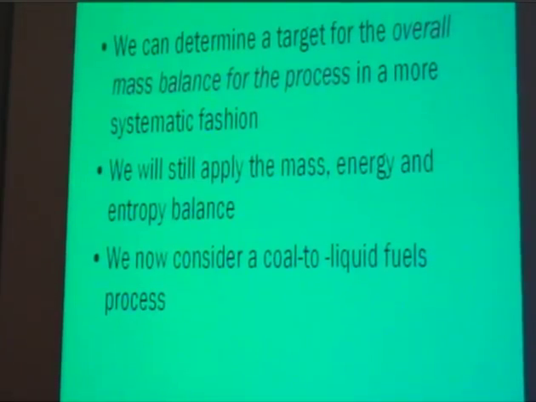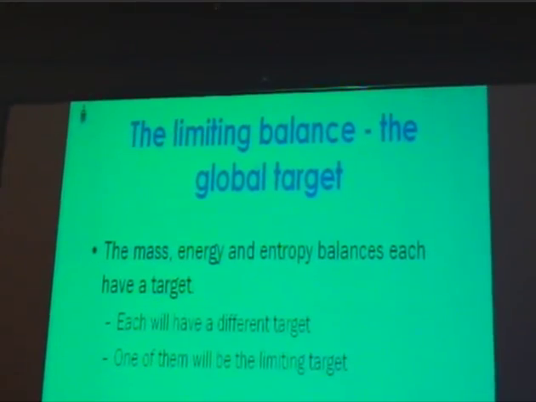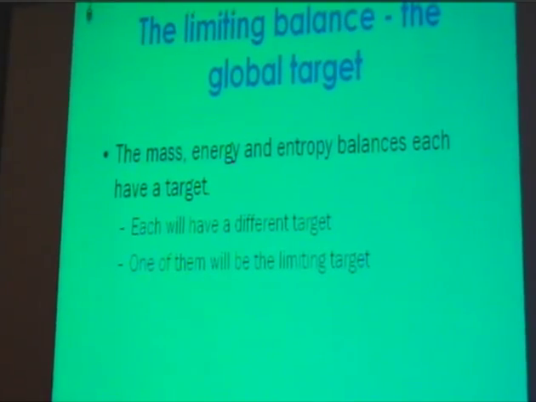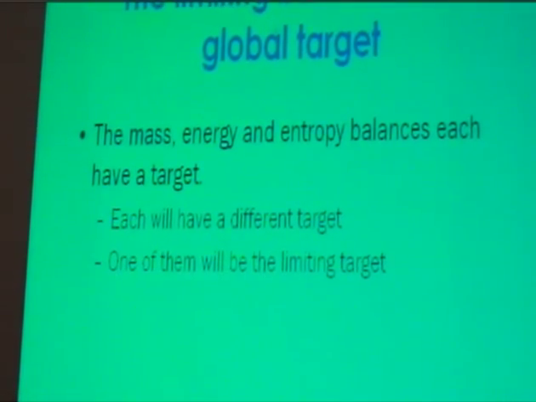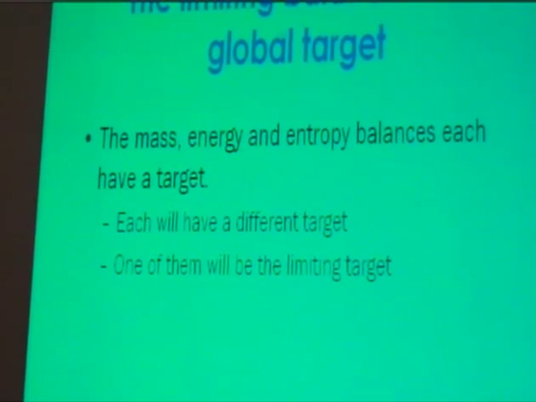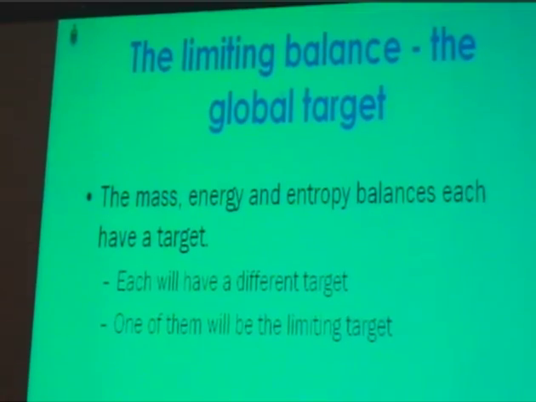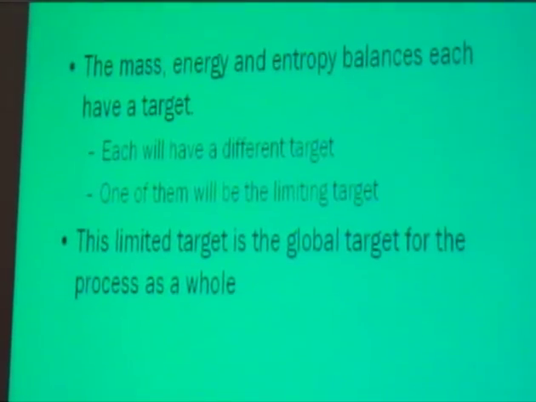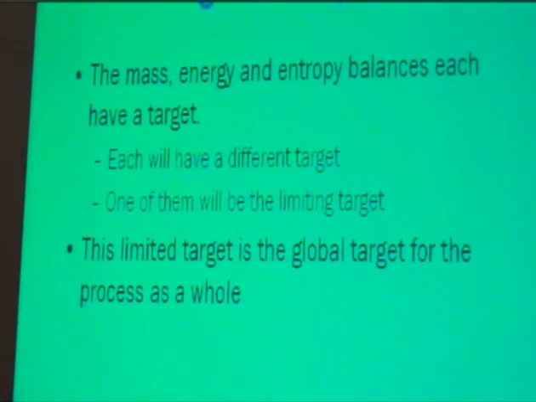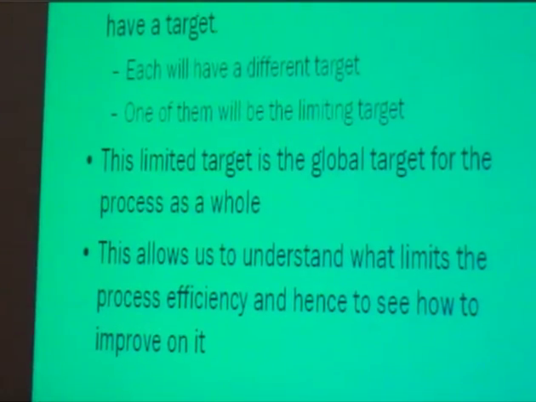If we take a look at a coal to liquids process in isolation as well, the first thing we need to identify is that any process has certain limiting mass, energy, and entropy balances. These establish targets on which our process can operate. In every single case, it generally turns out one of these is limiting and the others are non-limiting, which give you some degrees of freedom. That limiting process becomes the global target that we should be designing our processes for. Applying these allows us to understand what limits our process efficiency and how we can improve upon it.